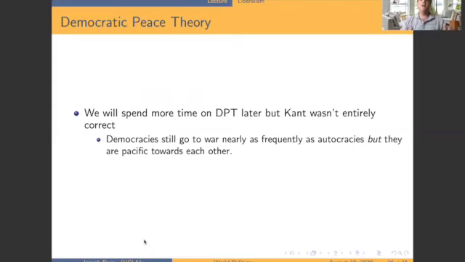We'll spend more time on this, but again, as I mentioned, Kant isn't entirely correct. Democracies go to war with each other, but just not as frequently as, just as frequently as autocracies go to war with each other.